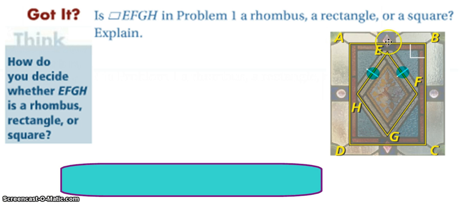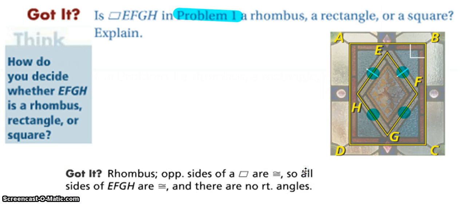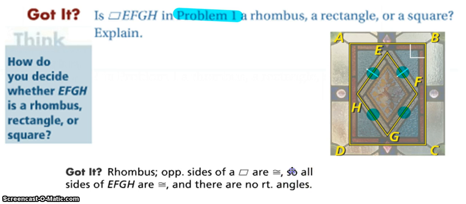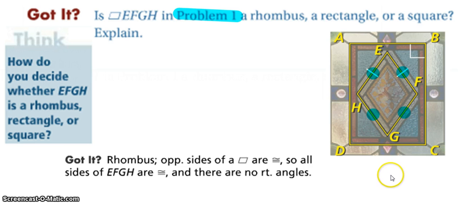The first thing we notice is that EH and EF are congruent to each other. Since I know this shape is a parallelogram due to what we learned in problem 1, I can also figure out that HG and FG must also be congruent, and therefore that makes my shape a rhombus because all sides are congruent. There are no right angles, so it is not a square. We just leave it as calling it a rhombus.